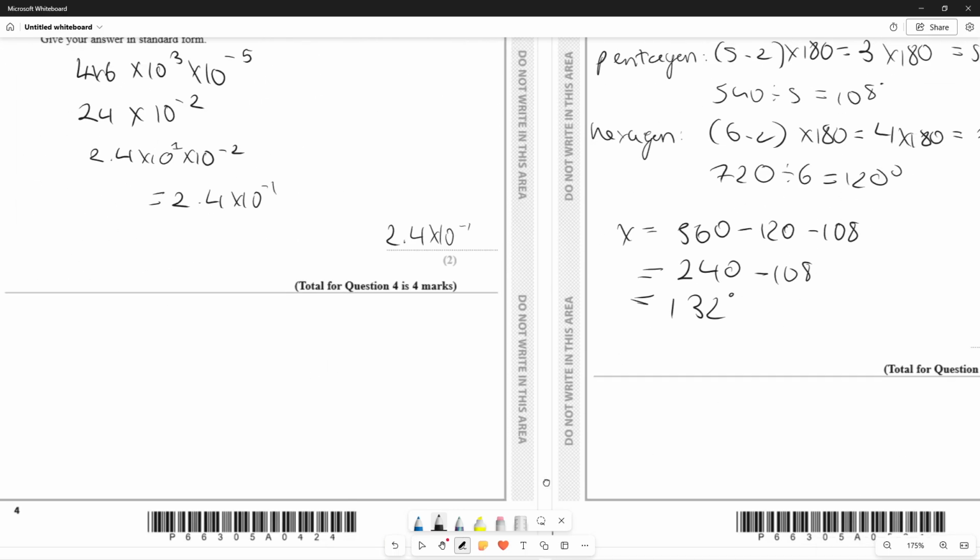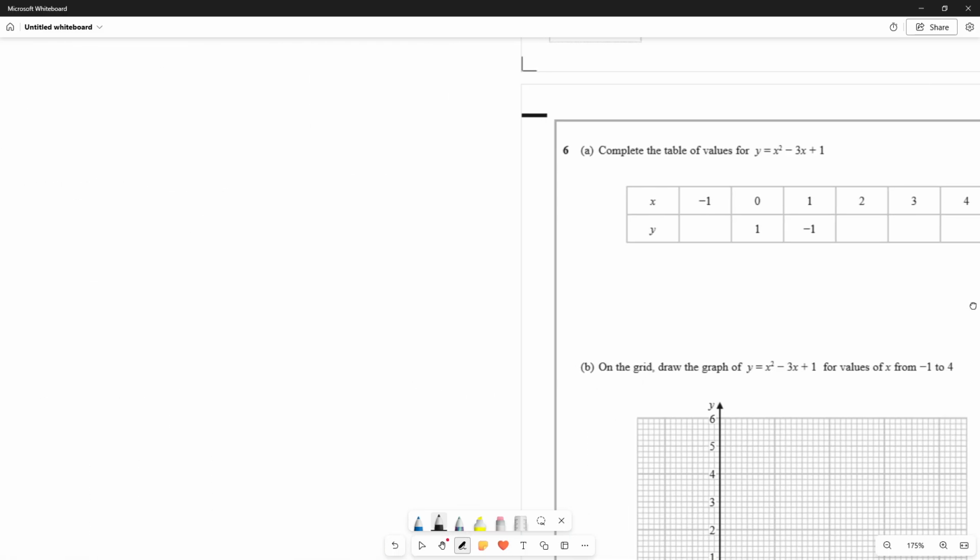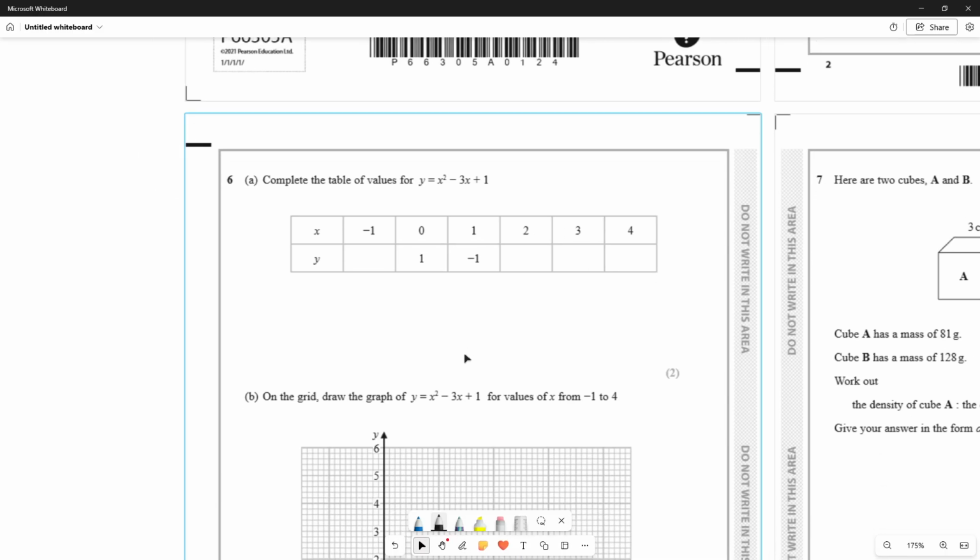Okay, moving on to question number 6. Complete the table for values y equals x squared minus 4x plus 1. Let's go. What this means is when you have y equals x squared minus 4x plus 1, it's a graph. We're going to draw out a curve, and that makes a positive curve like that.